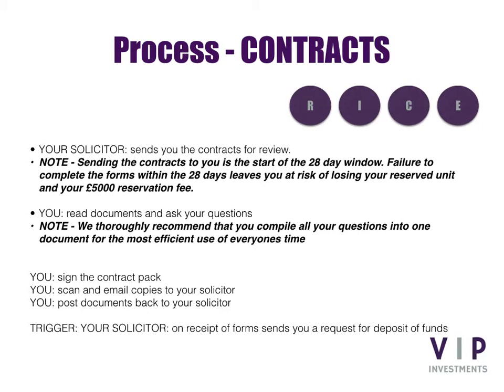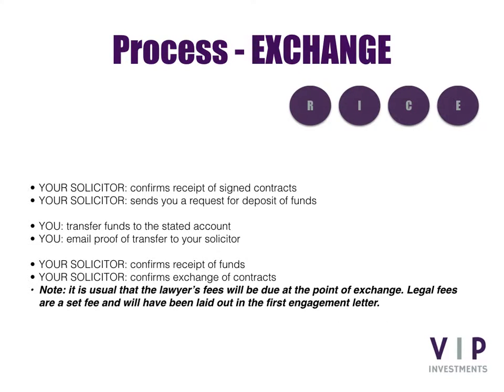So you, at this point, read your contract, use a fine-tooth comb, do whatever you need to make sure that you get all your questions answered. But here's a tip. Put all your questions on one piece of paper. Don't drip feed them to your solicitor. Really make sure that you bundle them all together and get them answered in one go. It will be more efficient for all parties concerned. So sign the contract pack, scan and email copies of that back to your solicitor, and then post the originals. On receipt of those forms, that is when your solicitor goes to the next step, which is the exchange.